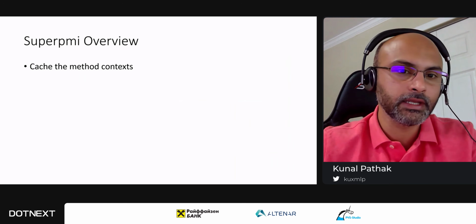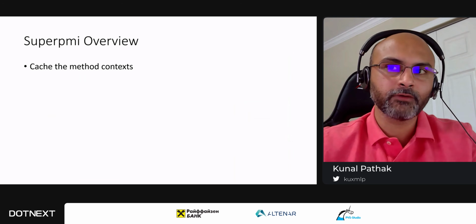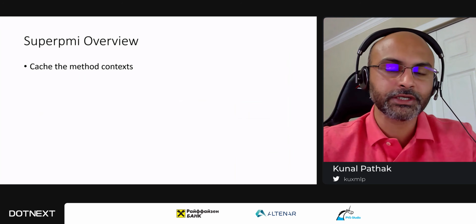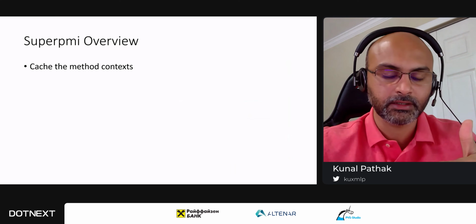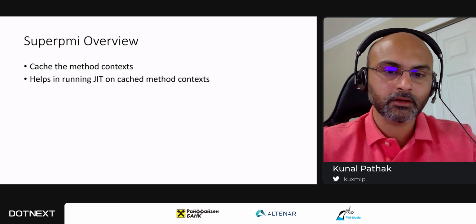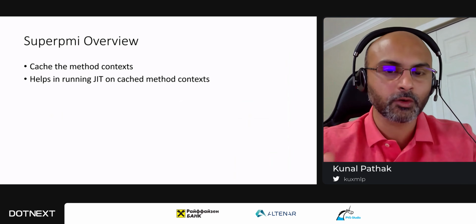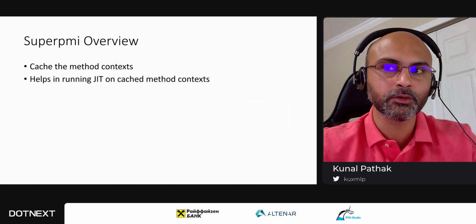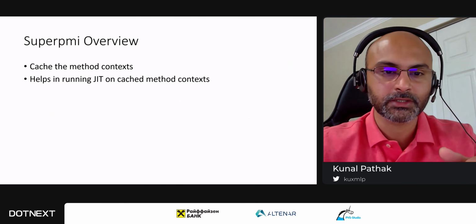What it does is it caches all the method contexts. So let's say you have a DLL, it will cache all the method contexts that are present in that DLL. And once we have that cache, we can just run the JIT on those cached methods without even needing CoreCLR. So it's a quick way to run the JIT on all those thousands of methods that we just cached.